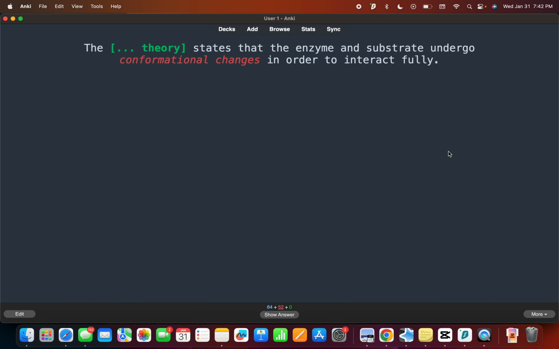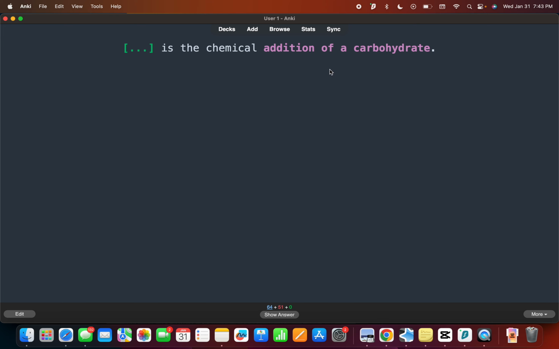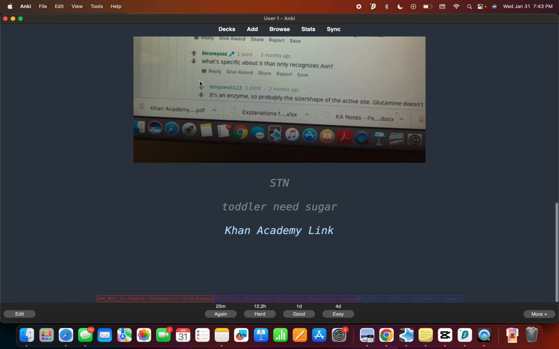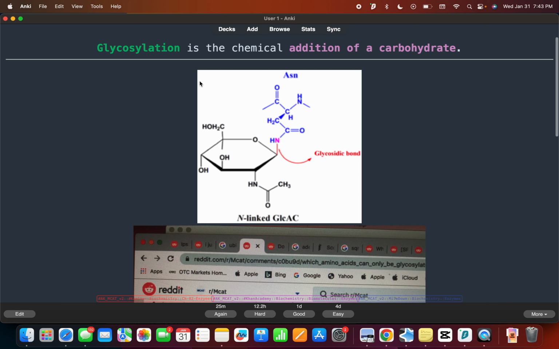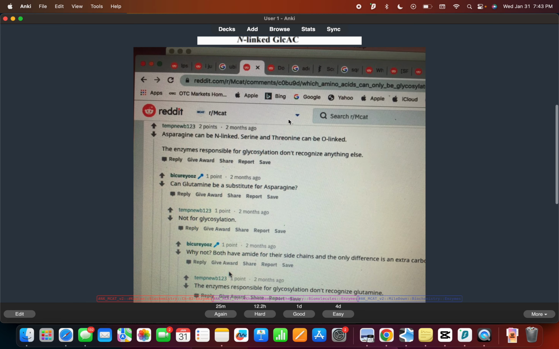Good for now. What theory states that the enzyme and substrate undergo conformational changes in order to interact fully? This is the induced fit theory. What is the chemical addition of a carbohydrate? Glycosylation. Glycosidic bond here between nitrogen and carbon. You are adding a carbohydrate. So glycosylation is what it's called, glycosidic linkage.